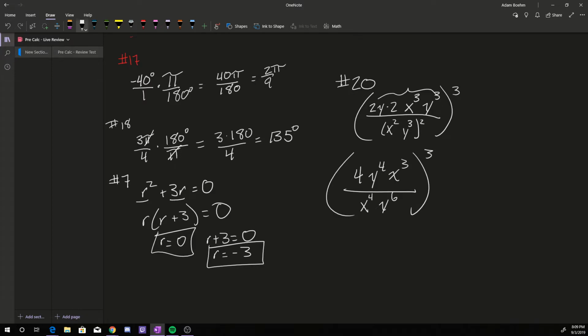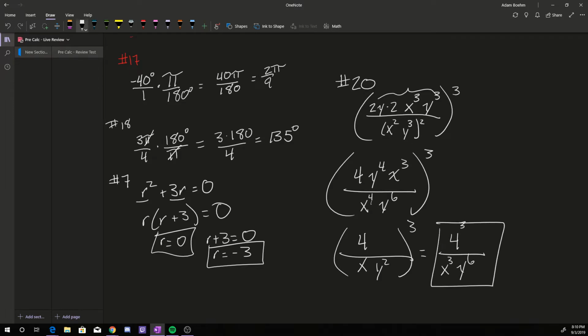Then we can simplify between the fraction lines. So 4 stays up top because there's nothing to cancel it down bottom. Y to the 4th over y to the 6th is y squared down bottom. And then x cubed over x to the 4th is x down bottom. And then all of that's still to the 3rd, so then we have a power of a power again. So 4 to the 3rd is just 4 to the 3rd. X to the 3rd is just x to the 3rd. And then y squared cubed is y to the 6th. And that's as simple as it can get.